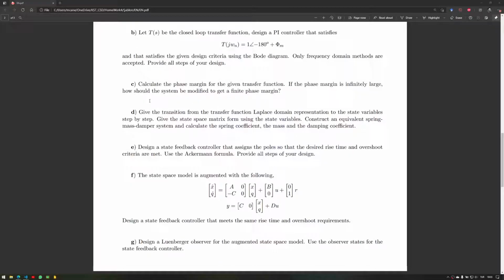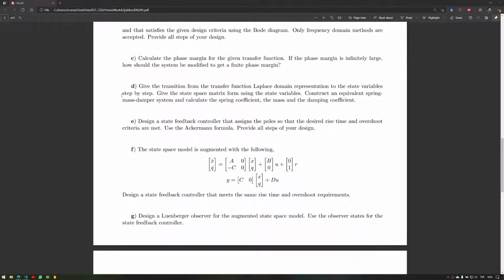Now in the upcoming questions, we are dealing with the state space approach. Now in D, the question is to give the transition from the transfer function in the Laplace domain to the state variables. You should do that step by step, which is straightforward again. And then you should give the representation in the matrix form. So we've worked out x1, x2, up to xn, and then you should give the matrix representation.